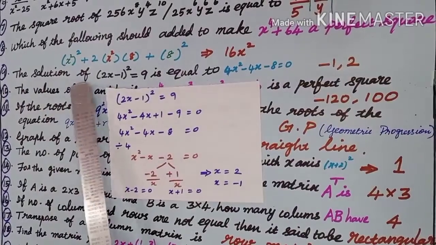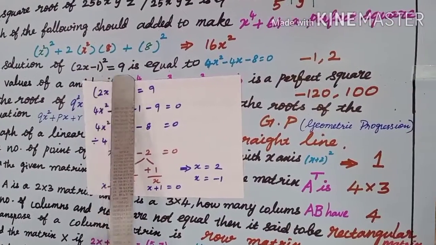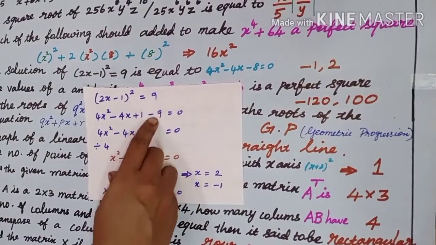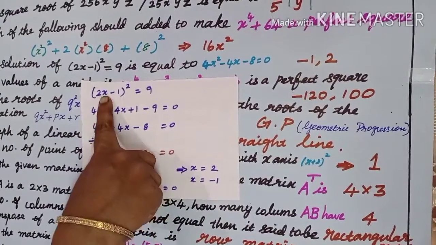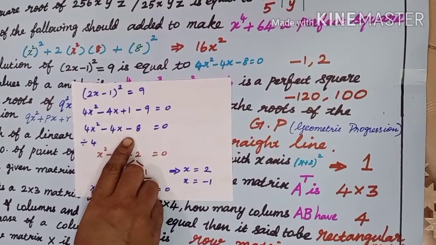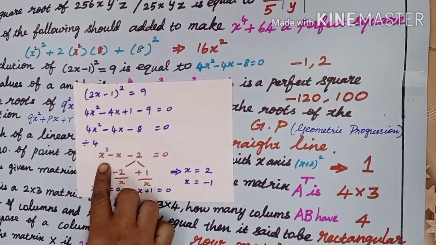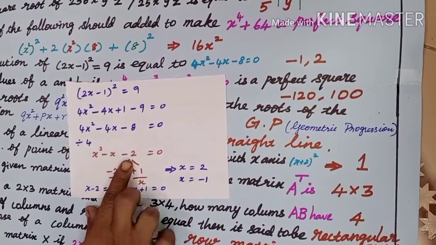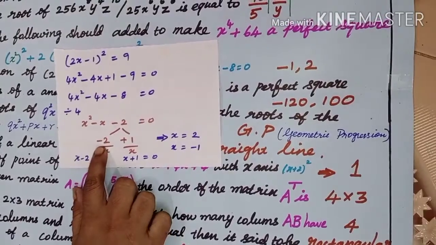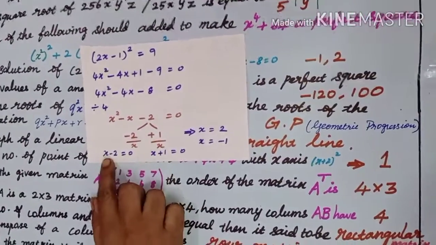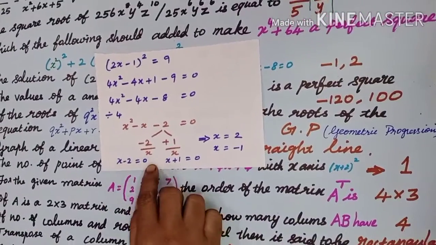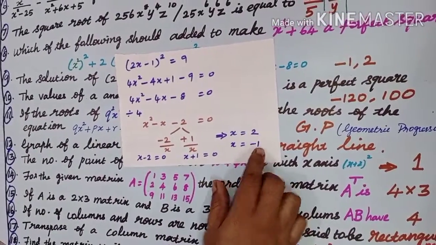The solution of (2x − 1)² = 9. So we solve the quadratic equation, subtracting 9 here. You expand this: 4x² − 4x + 1 − 9. Dividing by 4, you will get x² − x − 2. So factorizing this, −2 and +1: (x − 2) is one factor and (x + 1) is one factor. So equating to 0, the x values are 2 and −1.